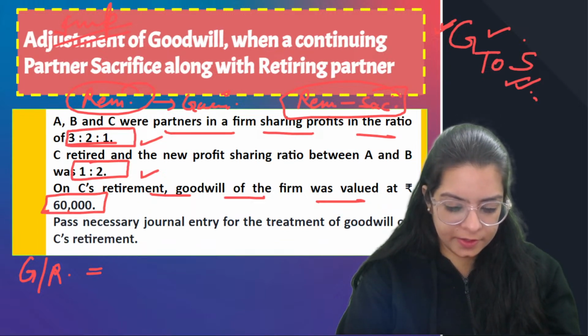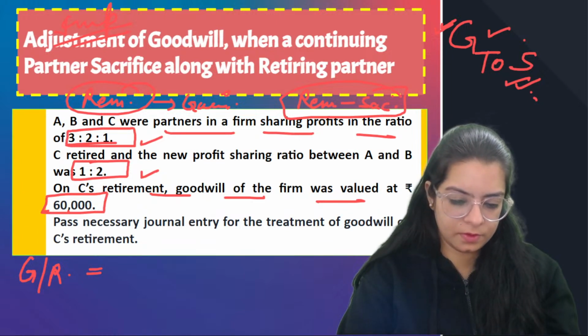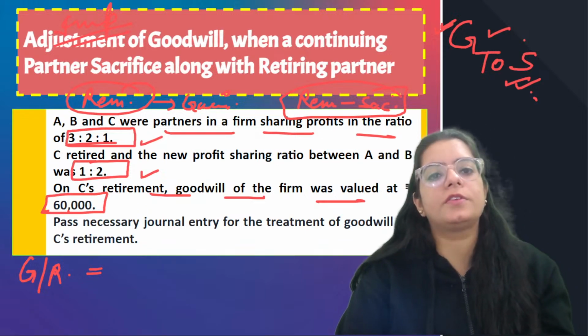Try to calculate the sacrificing or gaining ratio.